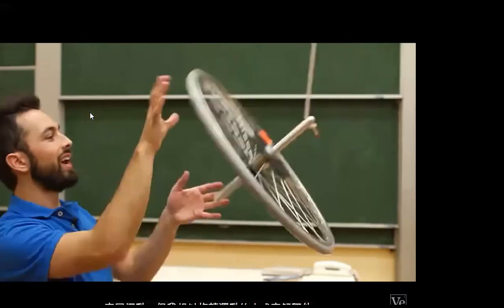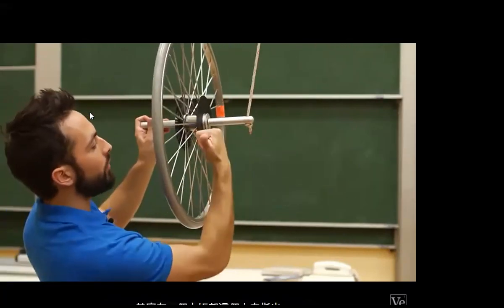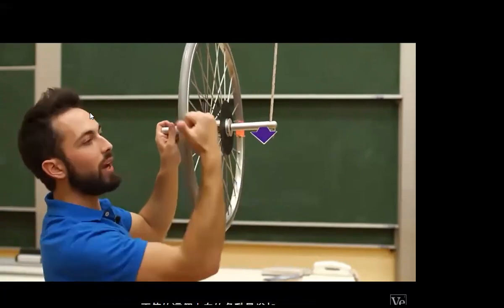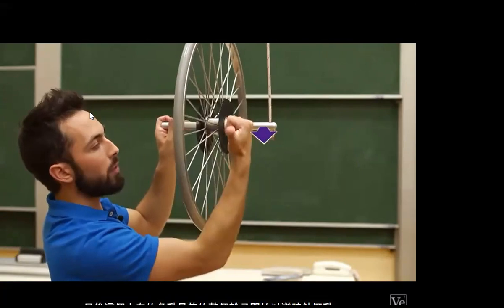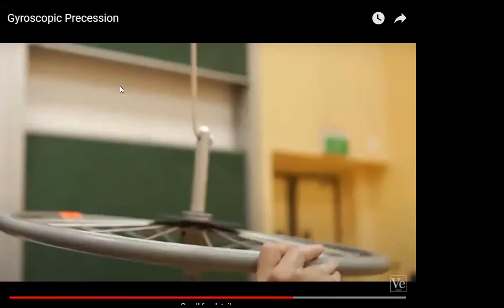But I want to see that as an example of rotational motion. There's a torque which is pointing out this way, which is trying to increase the angular momentum of the system in that direction. Now, angular momentum in that direction requires that the whole system starts swinging anti-clockwise. And so that is what happens.